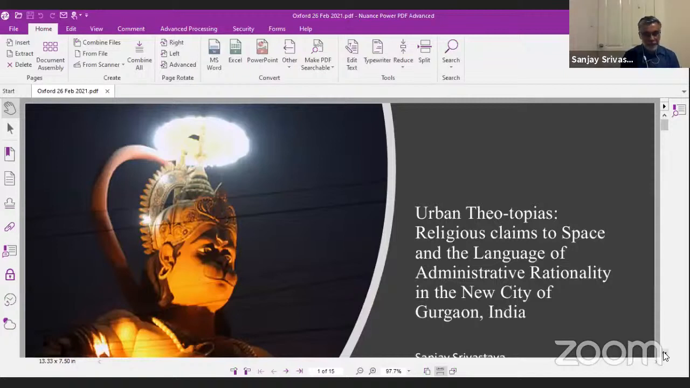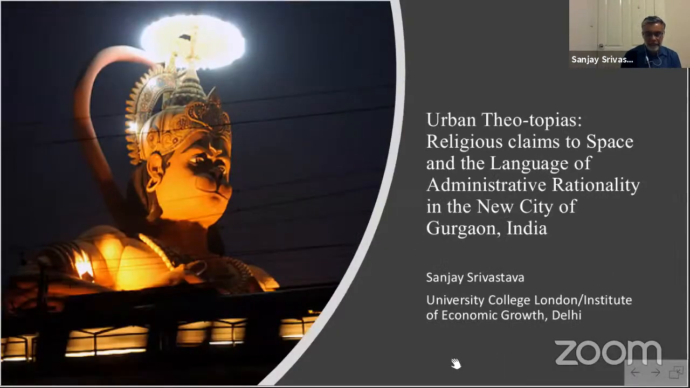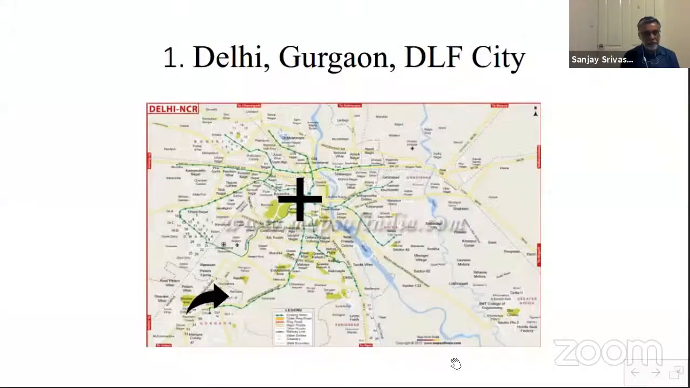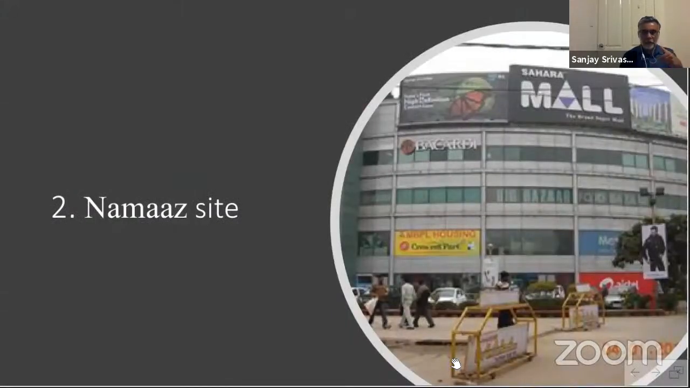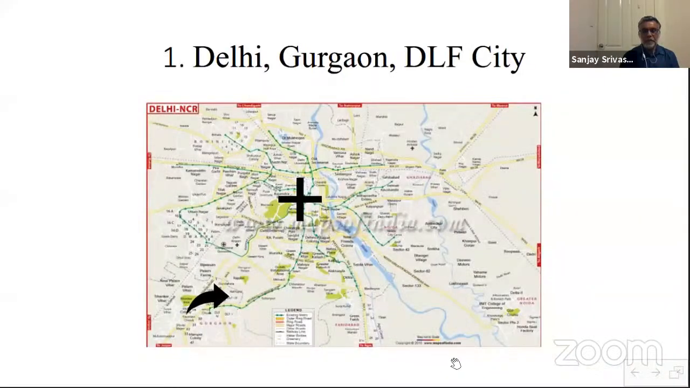In April 2018, and many of you probably know this from news, a large number of Muslims were offering namaz in a vacant plot of land in the village of Wazirabad in Gurgaon district. Slide 1, please. Just to give you a sense, the cross is where Delhi is, and the little white arrow is where the new Gurgaon is.